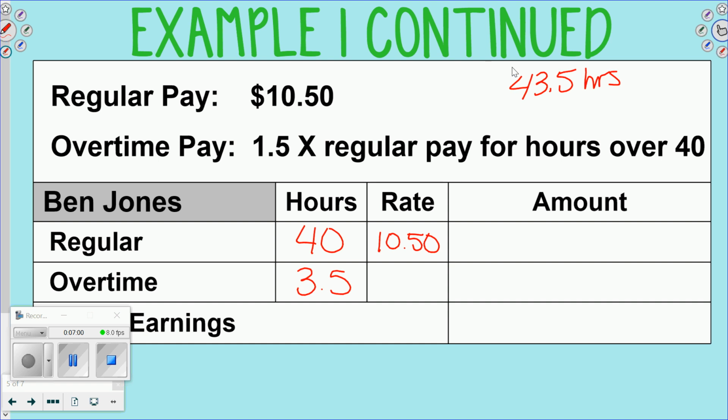How do I figure out the overtime rate? It's $10.50 times 1.5. So $15.75. All right, and then I give you spots to tell me the amount for each. So how do I figure out regular? 40 times 10.5, so $420. Then overtime: $15.75 times the 3.5 hours he worked.